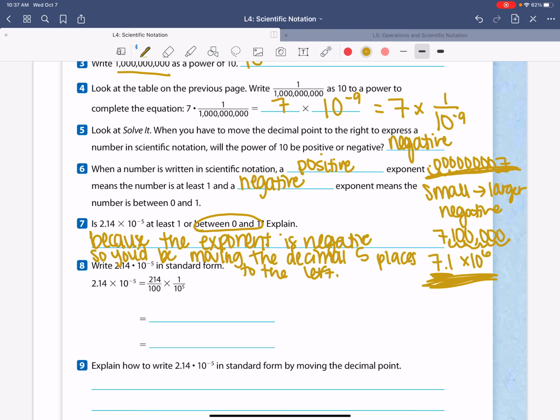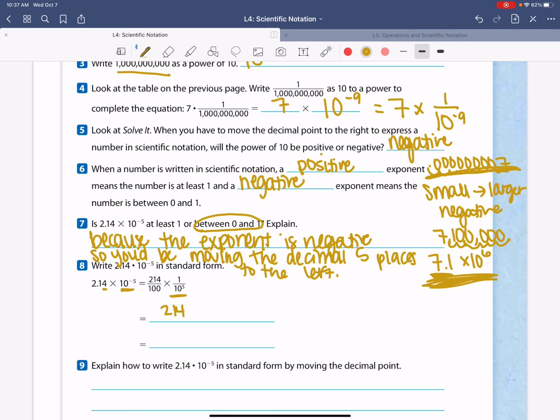So they had 214 over 100 because the 4 is in the hundreds place, so they just rewrote it that way, times 1 over 10 to the 5th power, so they use their negative exponent rule here. That's great. Love bringing that back in. All right, so then when you do that, you just multiply straight across.